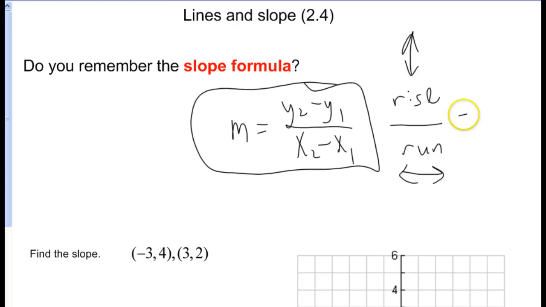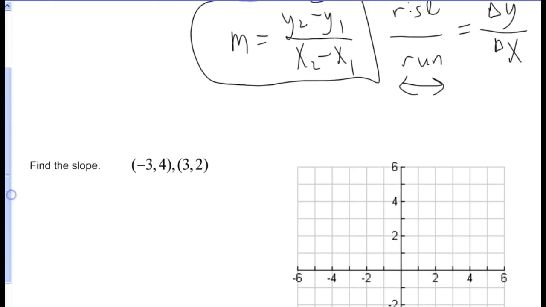Or sometimes we call it change in y, that's delta y over delta x. That delta symbol means change. So let's find the slope using the slope formula, so we're going to plug in to this guy.